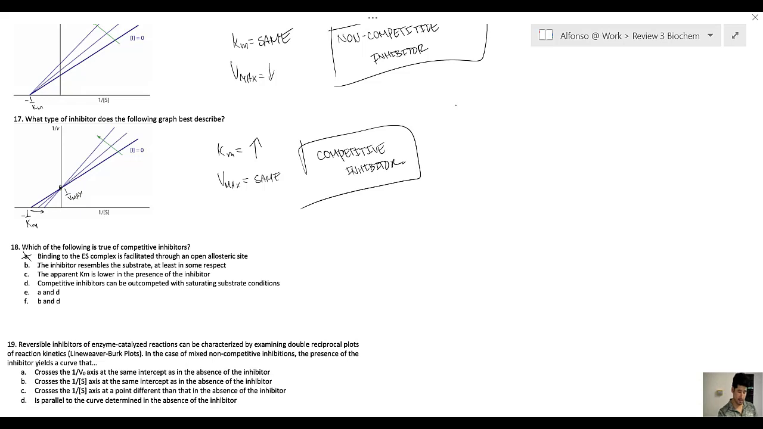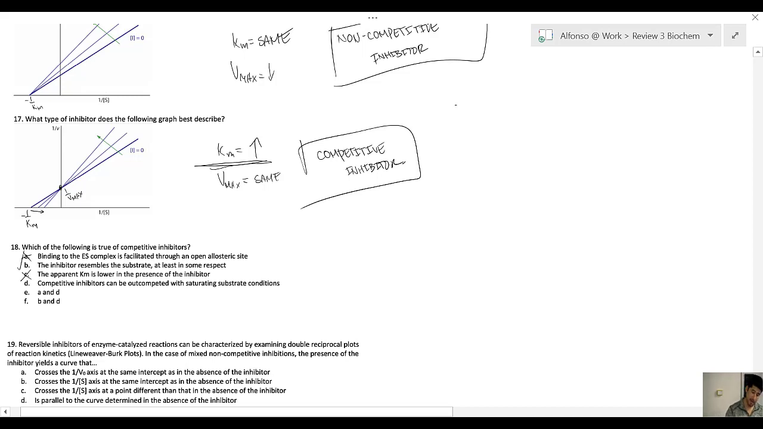The inhibitor resembles the substrate, at least in some respect. That is true. What about C? The apparent Km is lower in the presence of the inhibitor. The apparent Km is the Km of the enzyme in the presence of an inhibitor. So does a competitive inhibitor change the Km? Does it increase it, decrease it, or keep it the same? With a competitive inhibitor, Km increases. And what this says is that the apparent Km is lower. Is that true or false? That is false. So C is wrong.